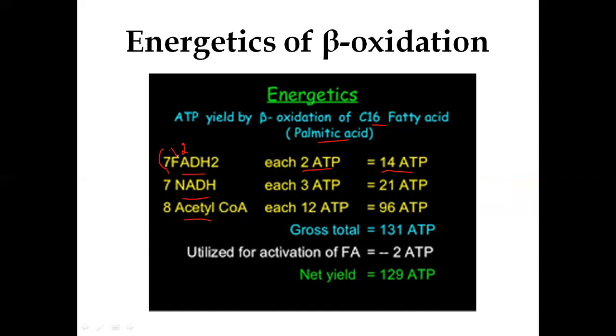It is 7 into 2. So 7 FADH2 give 14 ATP molecules. Similarly, each molecule of NADH2 releases 3 ATP molecules. So what about 7 NADH2? These 7 NADH2 release 21 ATP molecules.